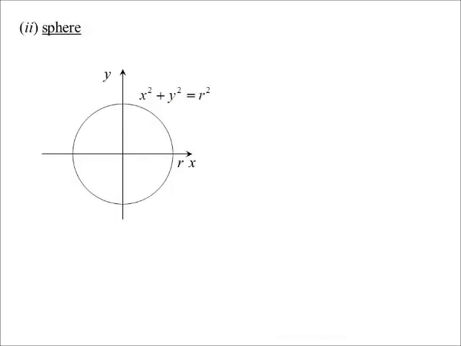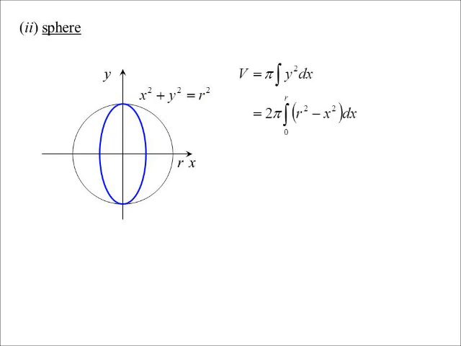Let's do a sphere. So if I get a circle and rotate it, obviously I'm going to get my sphere. There we go. Now that looks like a sphere. Okay, we're going to go y squared dx. I suppose I could have just as easily gone around the y-axis as well. It's a nice symmetric shape.